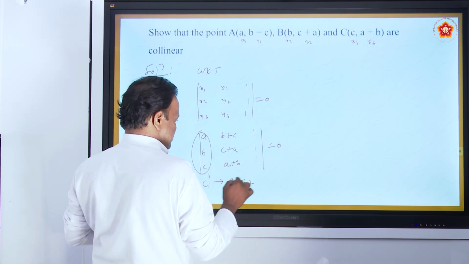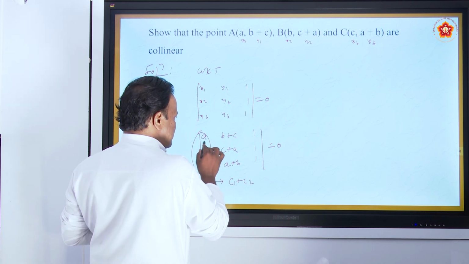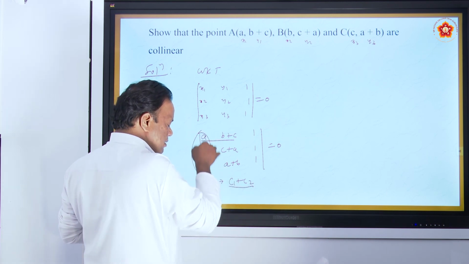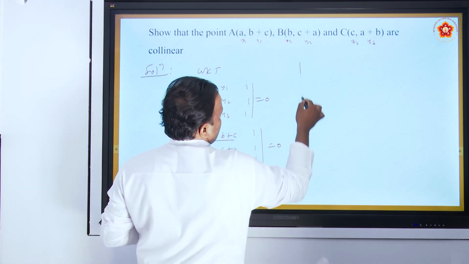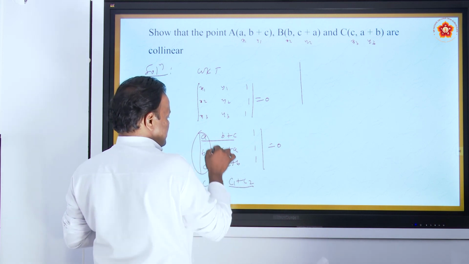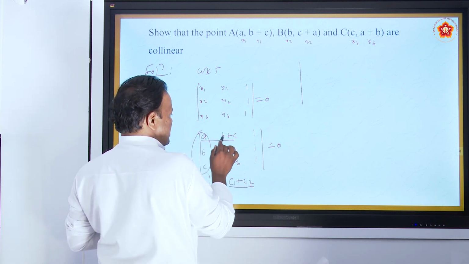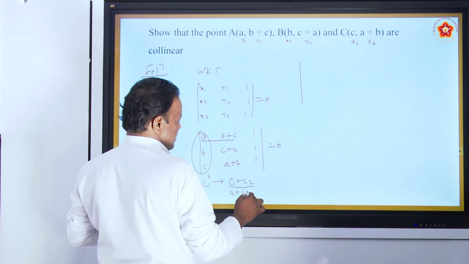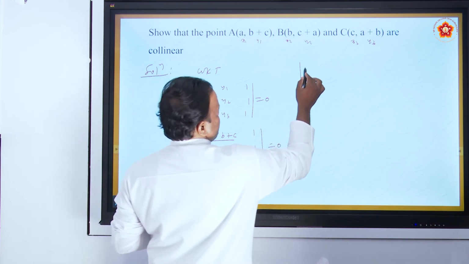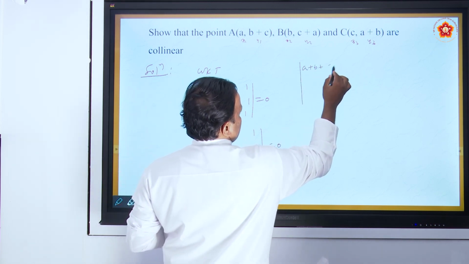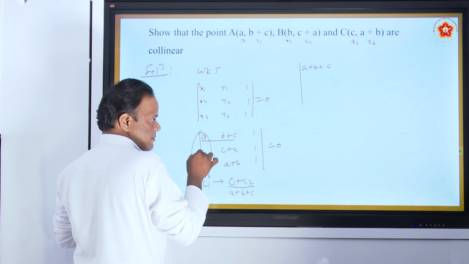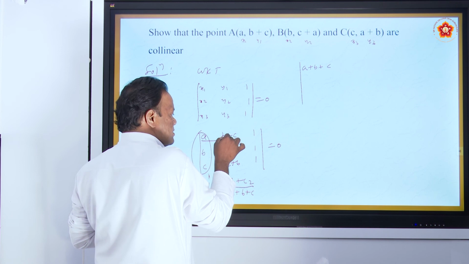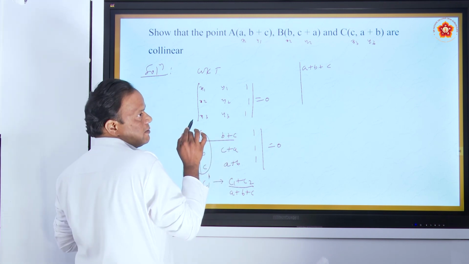C1 plus C2 means adding these two and writing the result in C1. What happened here? In the C1 place, adding C1, which is nothing but A here, plus C2, which is here B plus C. So this is A plus B plus C. In the C1 place, write A plus B plus C, correct? This means C1 dash, in the C1 place, add C1 plus C2 and write in C1, okay?